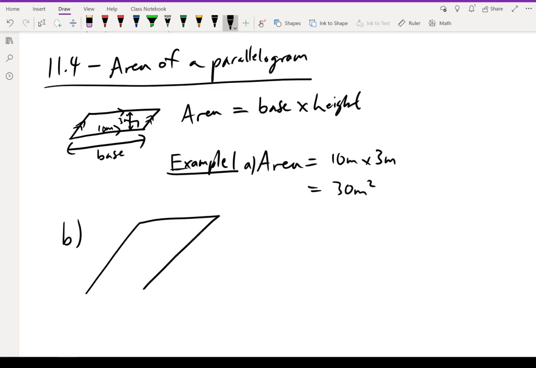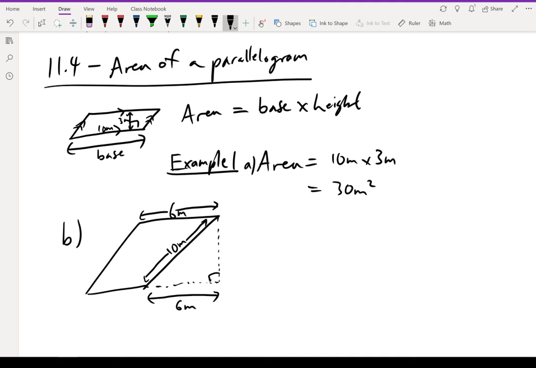I have a parallelogram over here. It doesn't look like a parallelogram, but let's just say it is. And then I have a dotted line over here. And let's just say that this top is 6 meters. And then we also have this dotted line here is 6 meters, and that this is a right angle. And then we also have 10 meters that is going this way.